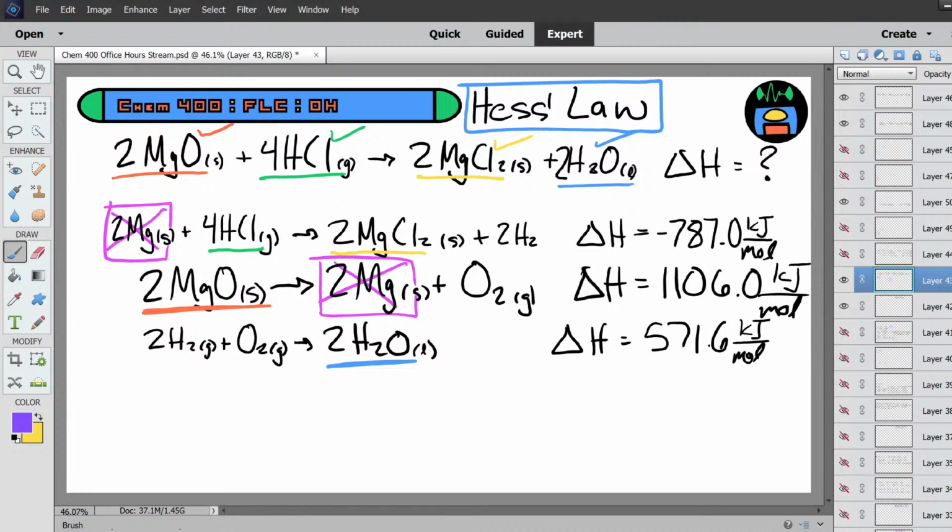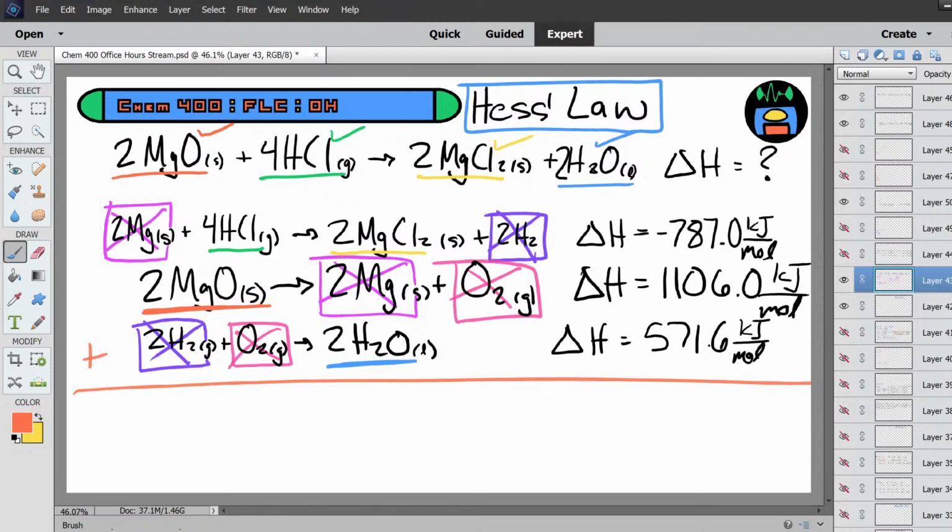You'll notice that I have 2 moles of H2 on my reactant side, 2 moles of H2 on my product side. These cancel. Finally, you'll notice that I have 1 mole of oxygen on my reactant side, 1 mole of oxygen on my product side. They cancel. So yes, all other reactants and products that are not in my goal reaction drop out once we add all these together, which means that we are ready to add.